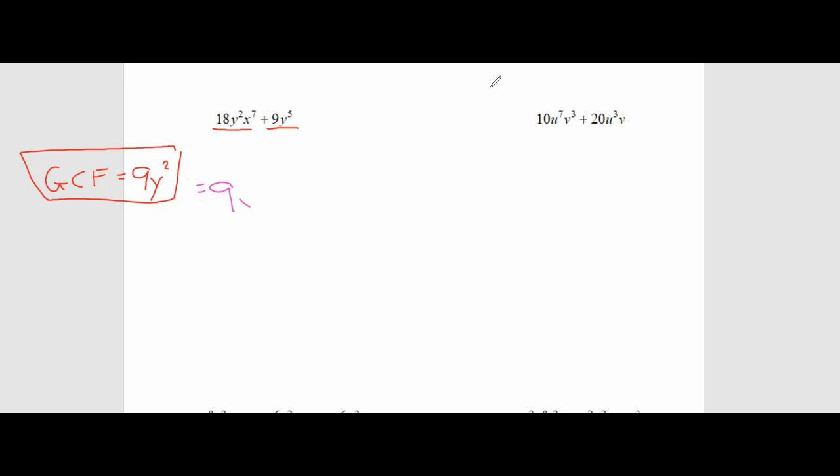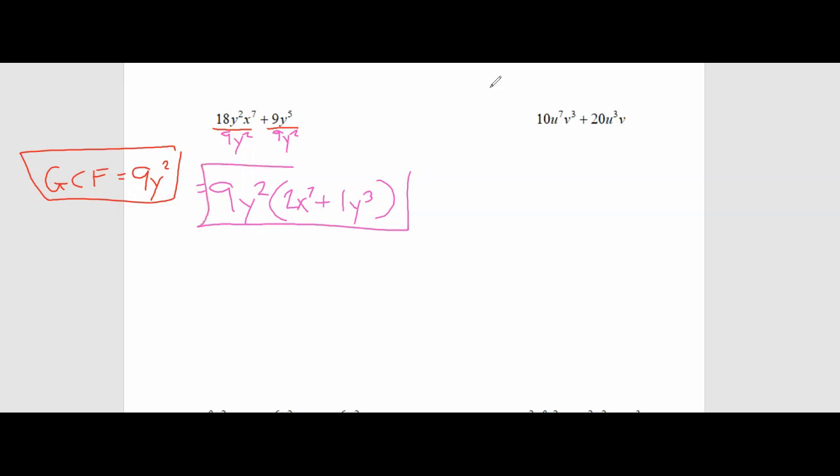Which means 9y squared goes on the outside of my parentheses, and I'm dividing both of these terms by 9y squared. If I divide 18 by 9, I get 2. If I divide y squared by y squared, I just get 1, so I can just leave it. And I got to keep my x to the 7th, because there's nothing to simplify those. 9 divided by 9 is 1, so you can put a plus 1, or you can just leave it. It doesn't matter. Y to the 5th divided by y squared gives me y cubed.